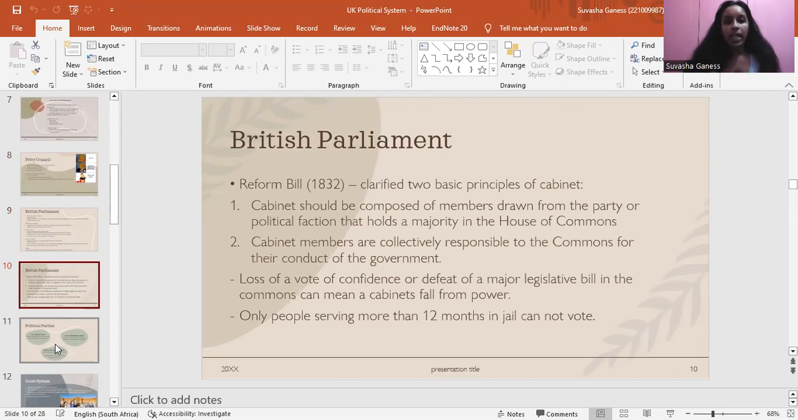So the Reform Bill in 1832 clarified two basic principles of cabinet. Firstly, the cabinet should be composed of members drawn from the party or political faction that holds the majority in the House of Commons. And secondly, cabinet members are collectively responsible to the Commons for their conduct of government. So a loss of a vote of confidence or defeat of a major legislative bill in the Commons can mean a cabinet falls from power. And only people serving more than 12 months in jail cannot vote, right? So in terms of who can and who cannot vote in the UK system, it's only people who are serving more than 12 months in jail that cannot vote.